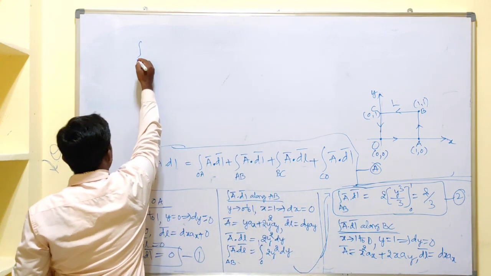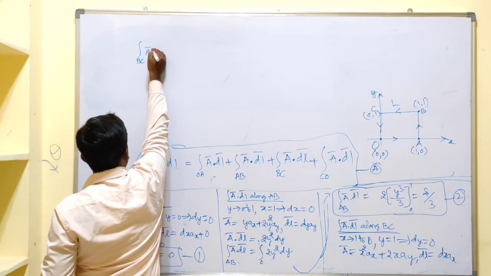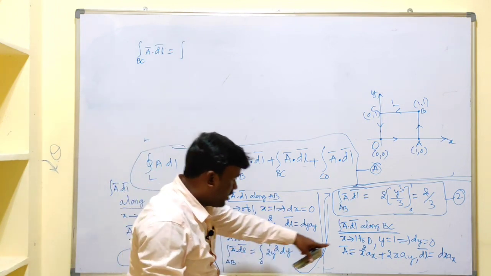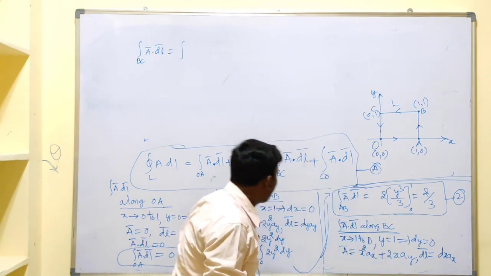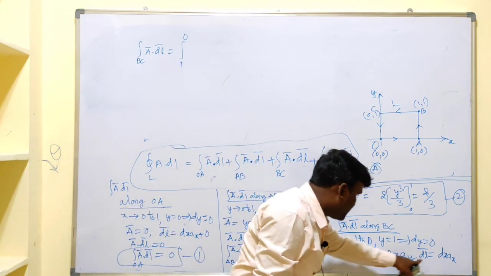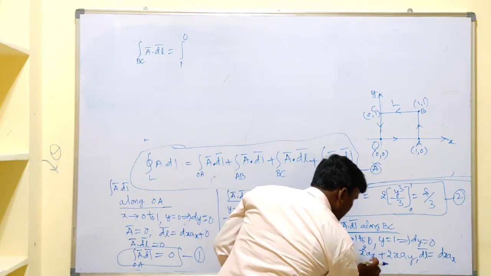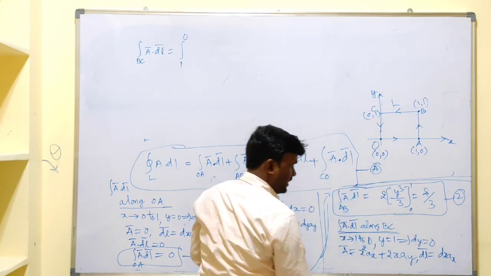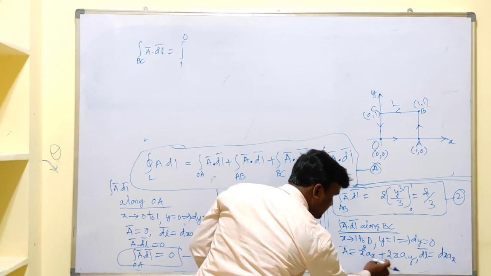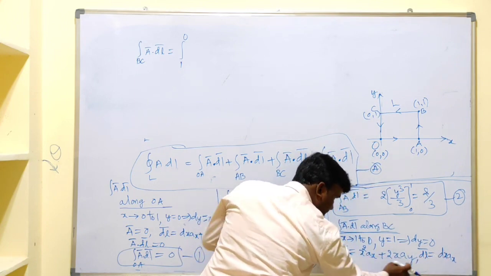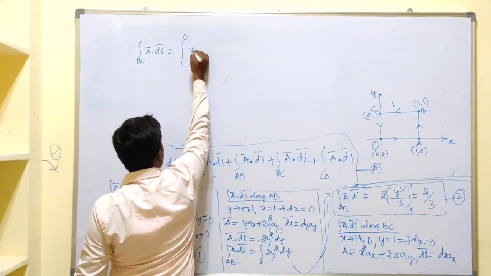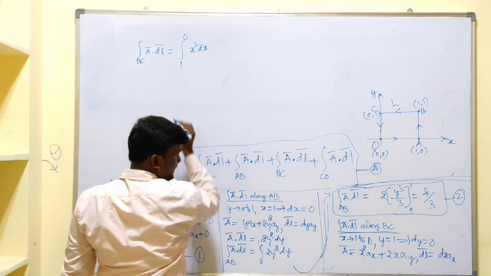It is along BC, that is integral BC a bar dot dl bar. X is varied from 1 to 0. And what about a bar dot dl bar? Ax dot ax gives 1, ay dot ax gives 0. So ax component is x square here, and ax component is here dx. Then you will get x square into dx.